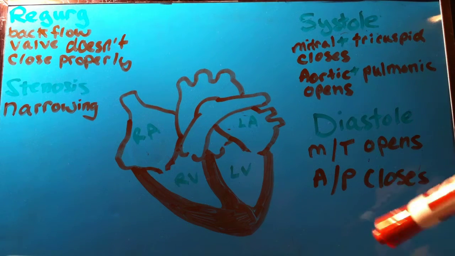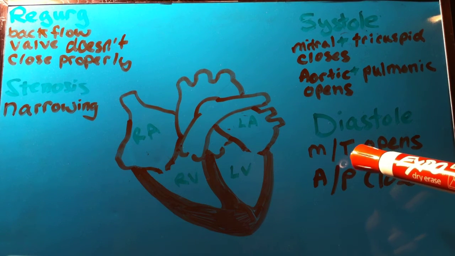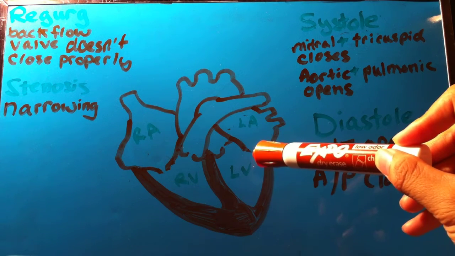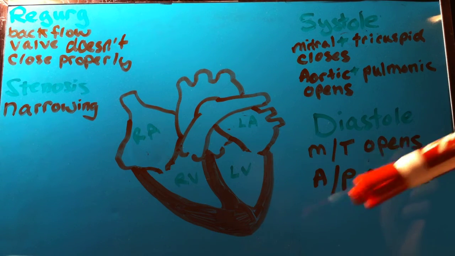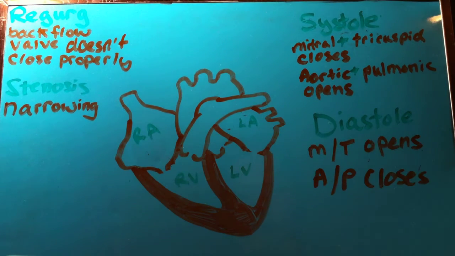During diastole, when the mitral and the tricuspid valve open, if this opening is narrow, that is considered mitral or tricuspid stenosis. Hopefully that helps.